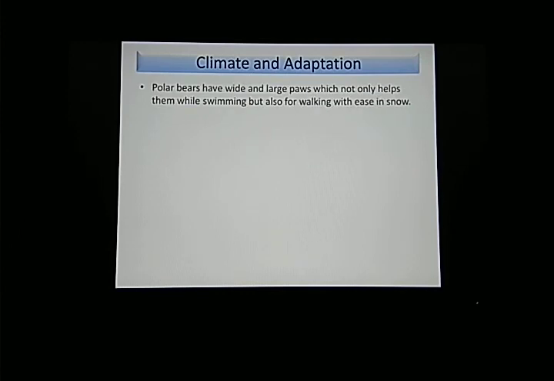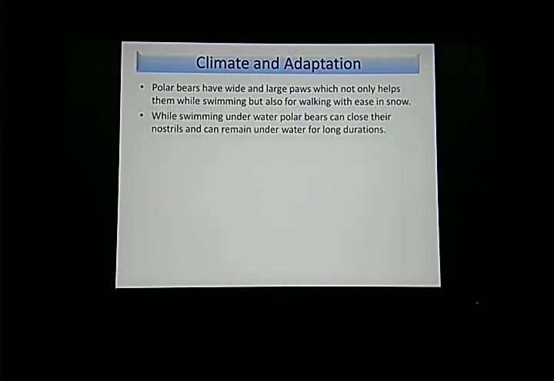Now polar bears have wide and large paws which not only help them while swimming but also for walking with ease in snow. Yes, they have very huge or wide paws. Paws means the bottom portion of the legs. So this not only helps them in swimming but also in moving on the snow, because the snow is quite slippery, and if they had tiny legs then they could easily slip off the snow. So as a result, they have huge, wide paws that help them to easily keep their balance in snow.